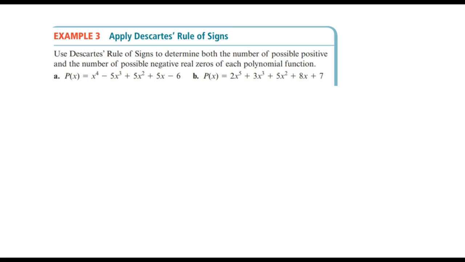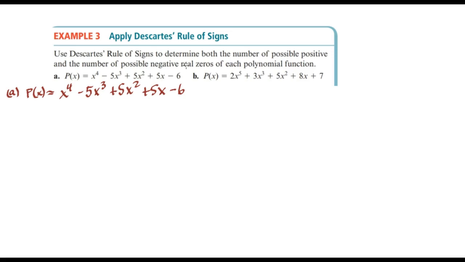Okay, so now the first thing you do is just deal with the function itself, just p of x. So rather than writing on the function here, I'm going to rewrite it. So we have for a, p of x equals x to the fourth minus 5x cubed plus 5x squared plus 5x minus 6. All right, so what we're interested in for Descartes' rule of signs is how many sign changes we have from one term to the next.